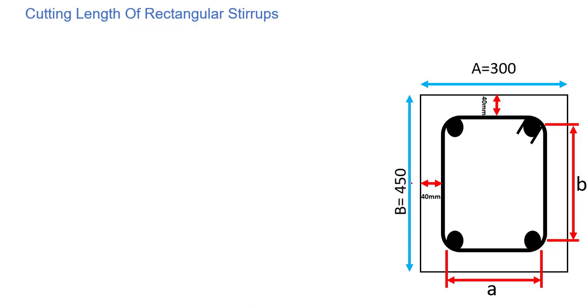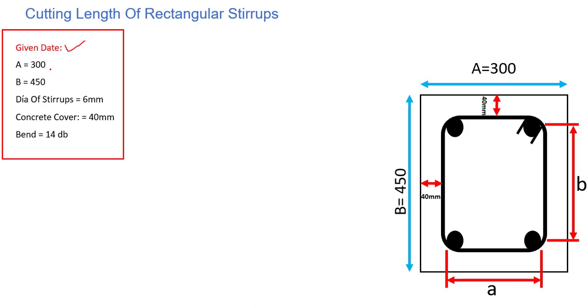It is 450 by 300. Next to it we have the given data over here. A is equal to 300. A is basically from this position up till this position, including concrete cover, remember. B, from this position up till here, is 450. The dia that we are using for this stirrup is 6 mm.